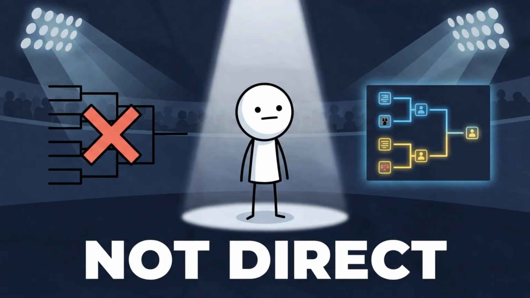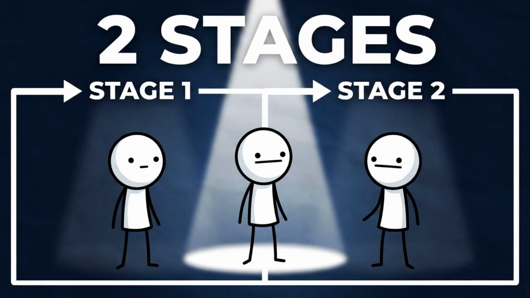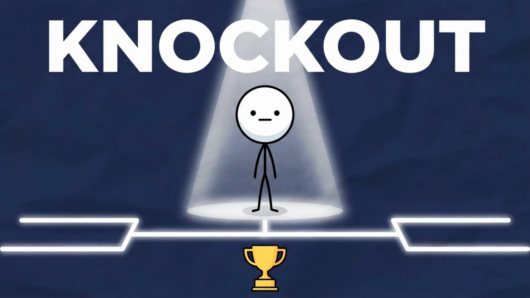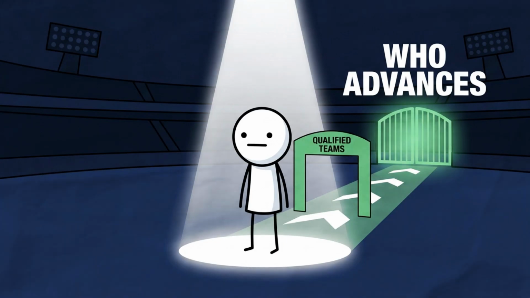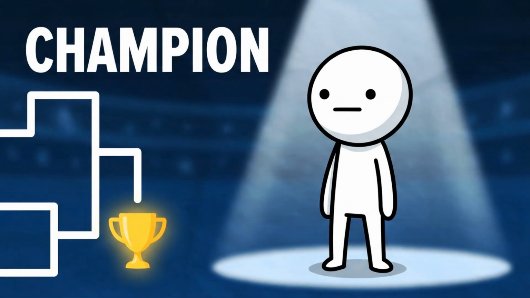The World Cup is not a straight knockout competition. It happens in two stages: the group stage, then the knockout stage. Each stage has a different purpose. The group stage decides who deserves another chance. The knockout stage decides the champion.